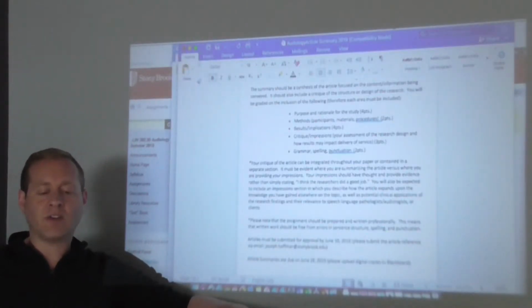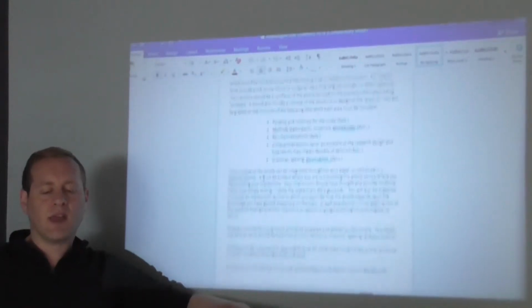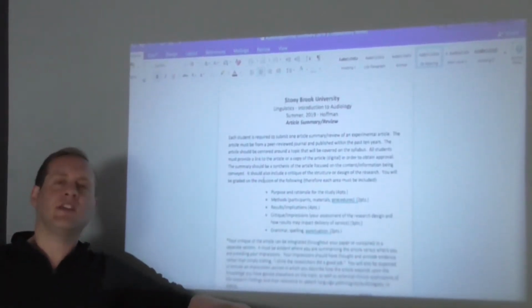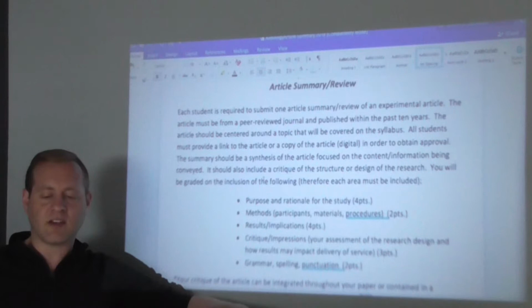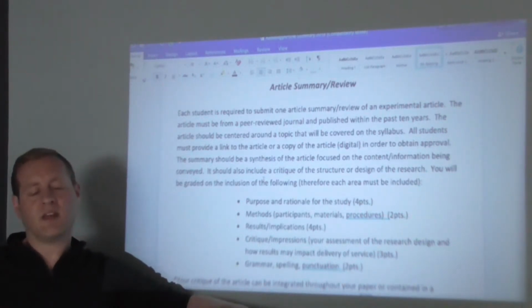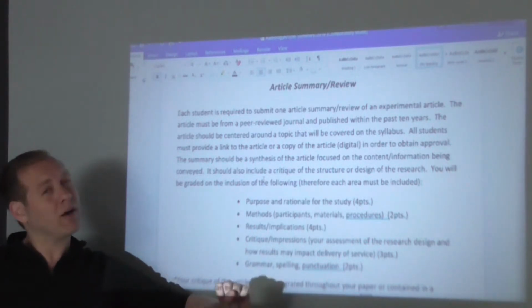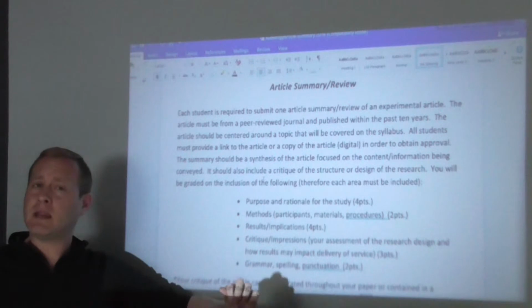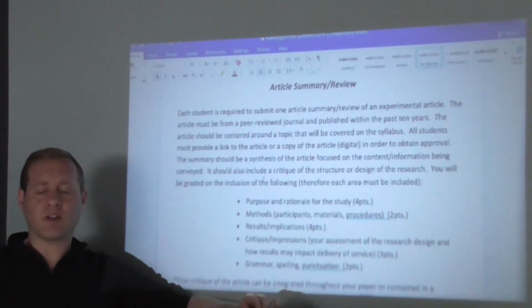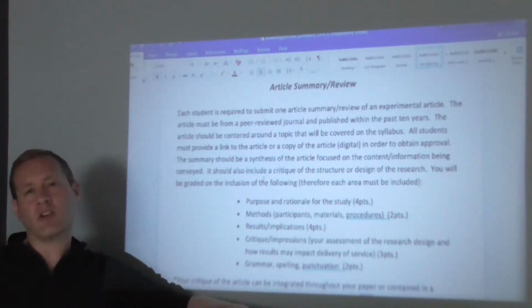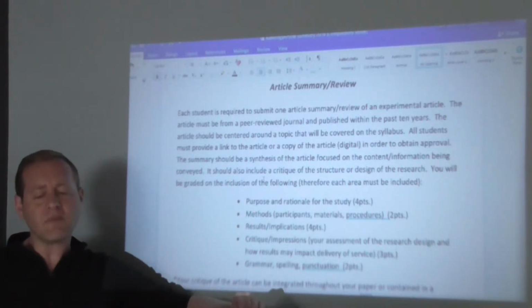Okay, your article summary is your assignment, and this sheet describes everything that is necessary in order for you to complete the assignment. So each student is required to submit one article summary of an experimental article. Now that might be new for you. An experimental article is different than an informational article.